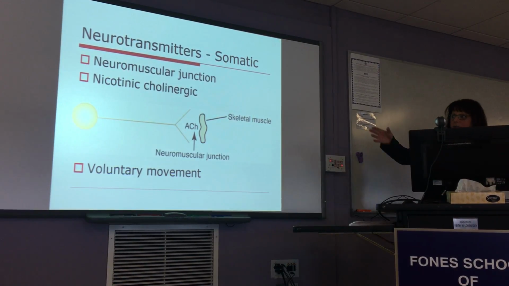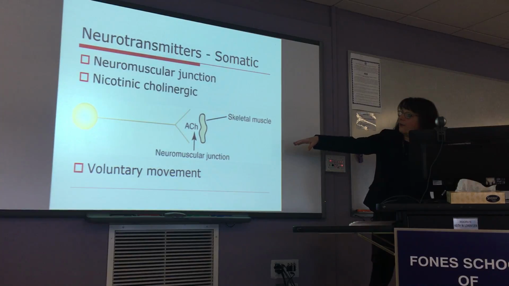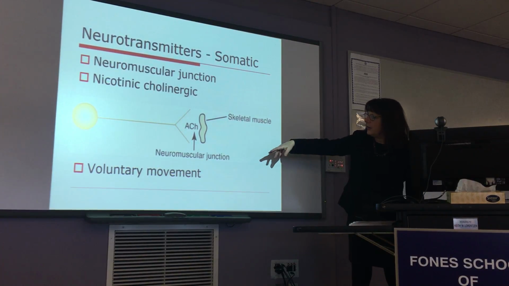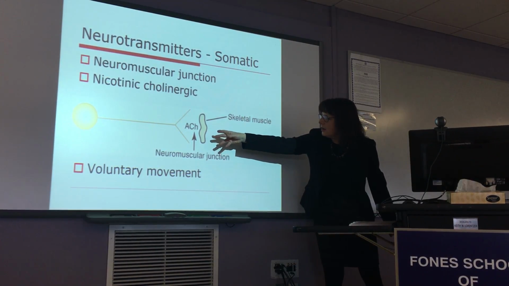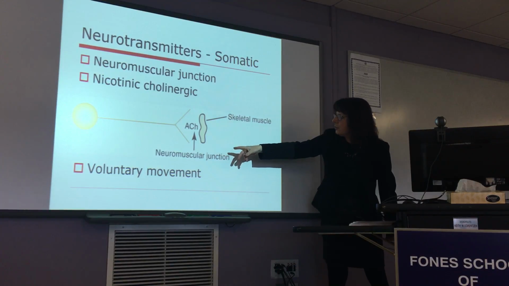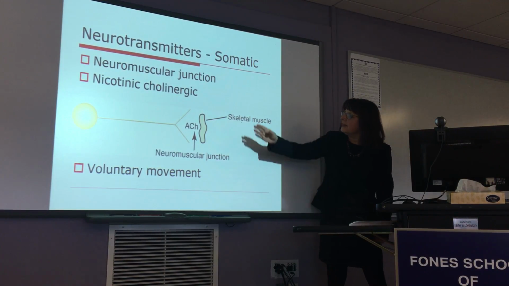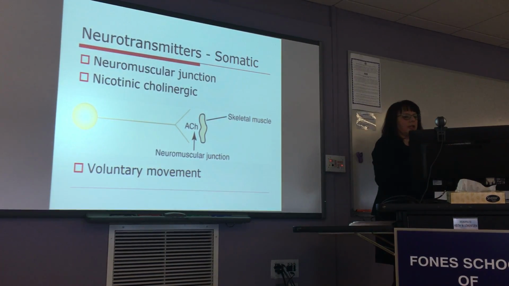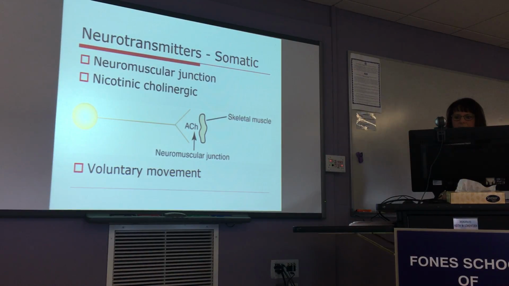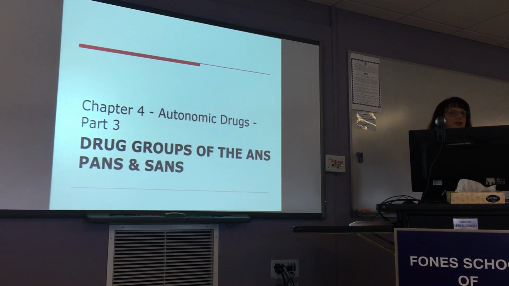All right, and there you go, there's the little stick drawing of that. So we've got the neuron there, and you see the acetylcholine is released there at the neuromuscular junction, okay? And that's nicotinic cholinergic, and it controls voluntary movement. Okay, so now we're going to actually start talking about some drugs, the drug groups of the autonomic nervous system, both the PANS and the SANS.